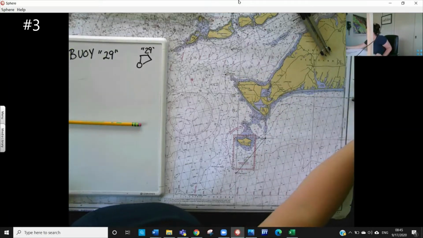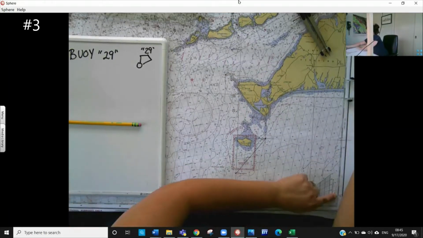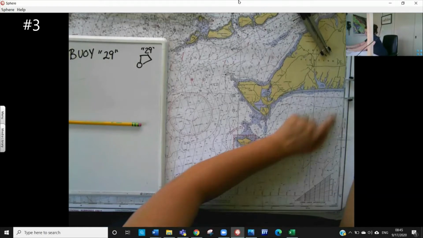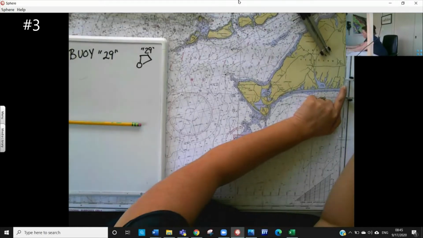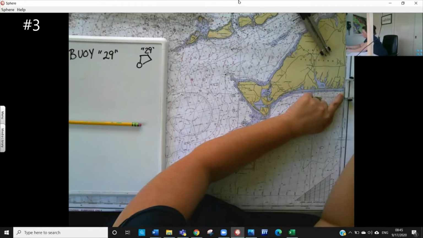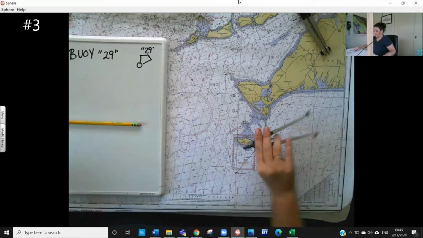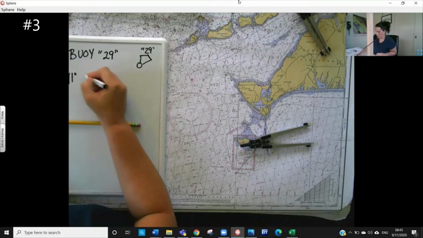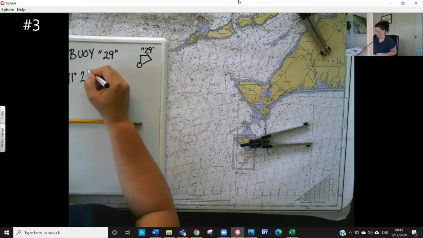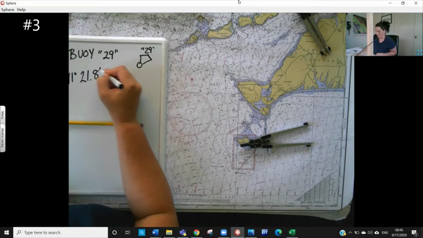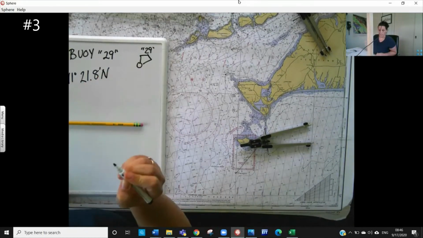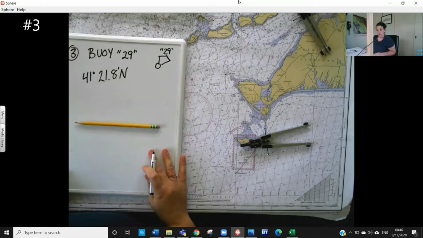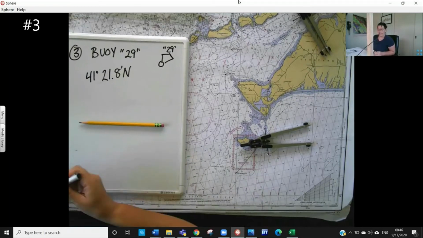I'm going to use my dividers to get the latitude. So I have 41 degrees, 21, 22, so 21, 22 is up here, so it'd be 21.8. So we have 41 degrees, 21.8 minutes north. That would be my latitude.